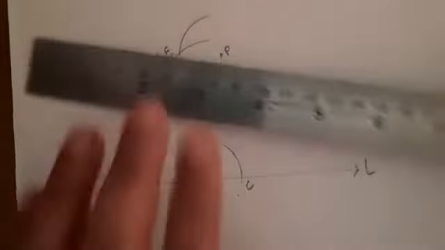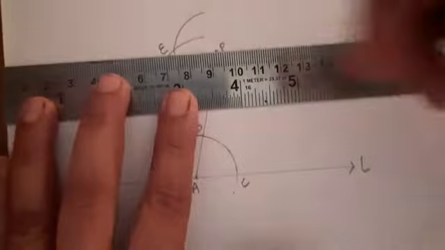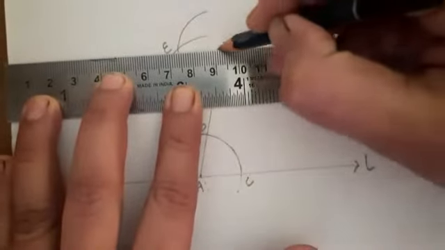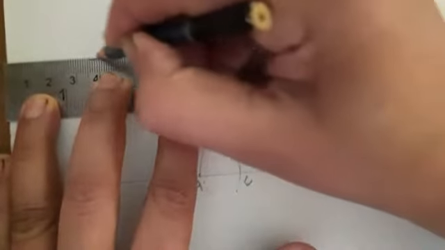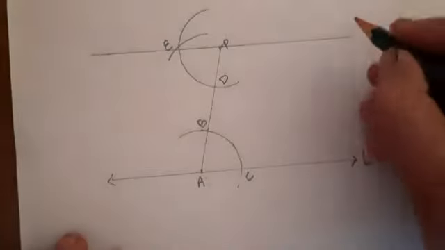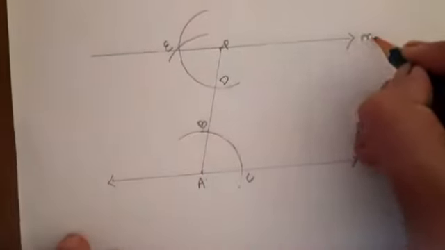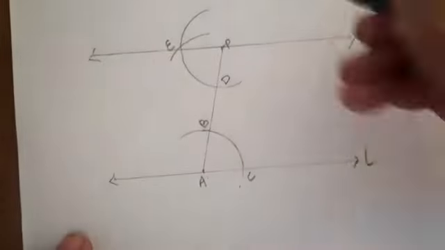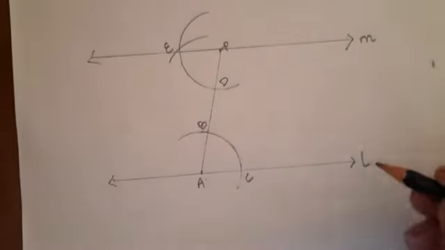Now join EP and extend on both sides. This is the line M, which is parallel to the given line L.